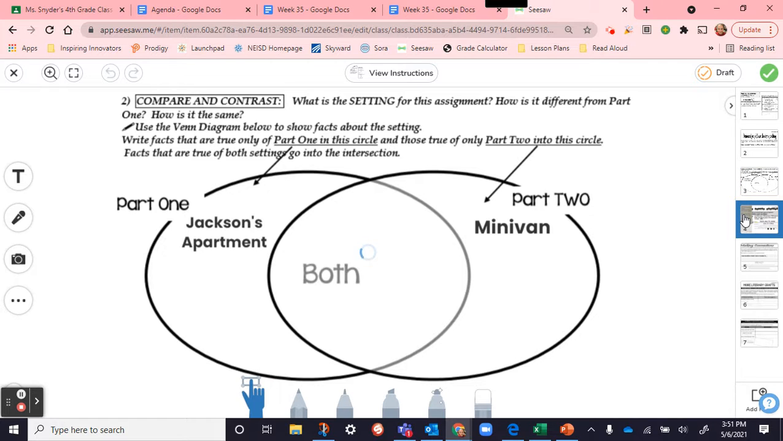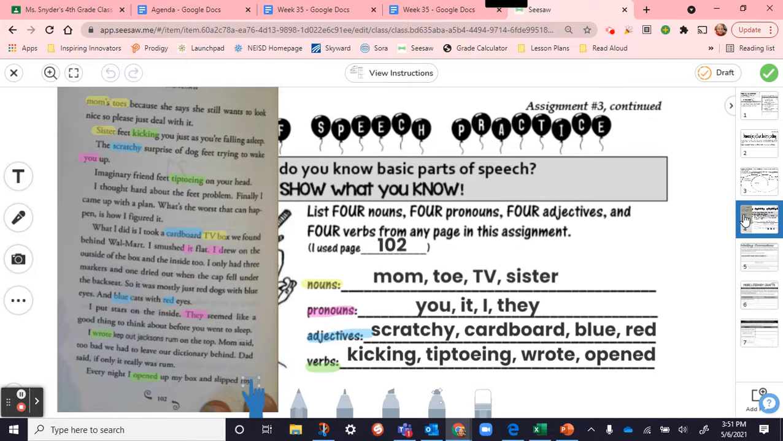And then on page 4, we got this page on page 102, and this is just practicing our parts of speech. So nouns, pronouns, adjectives, and verbs. So we just went through and found some of those. Nouns are the people, places, things, ideas. Pronouns replace names. Adjectives are describing, and verbs are your action words.